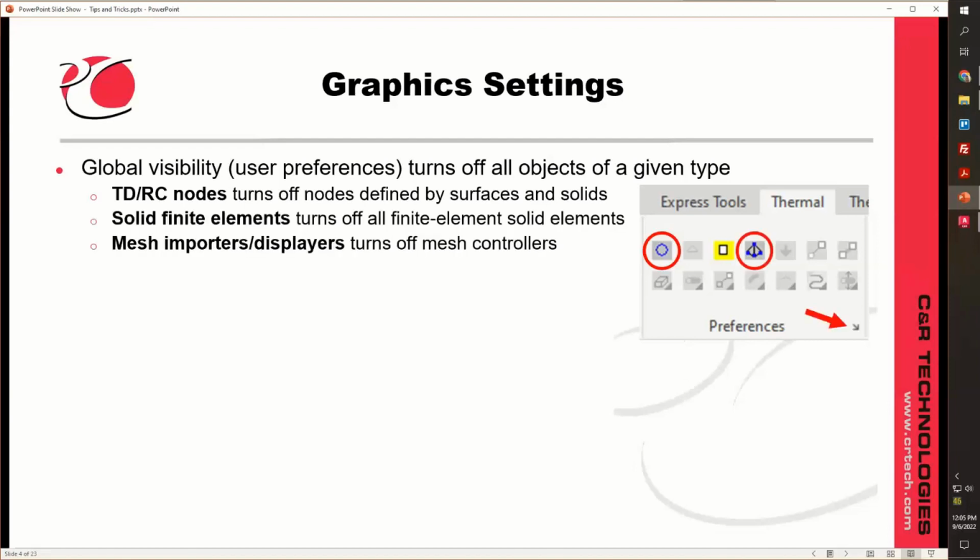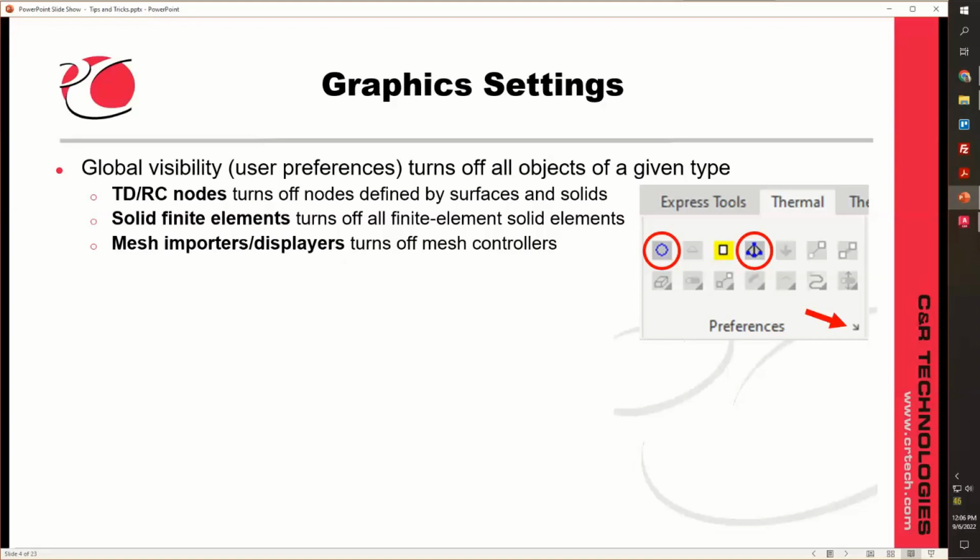Solid finite elements, turn them off. Typically, you have a surface mesh on top of those. So drawing those in addition to that surface mesh is just extraneous. You don't have to do it.